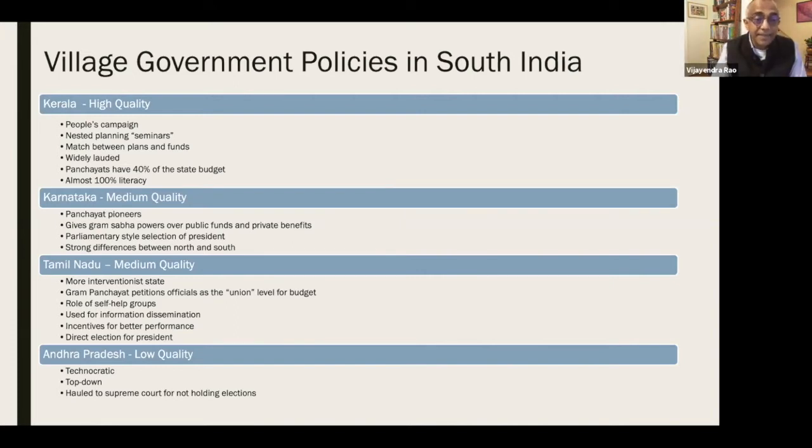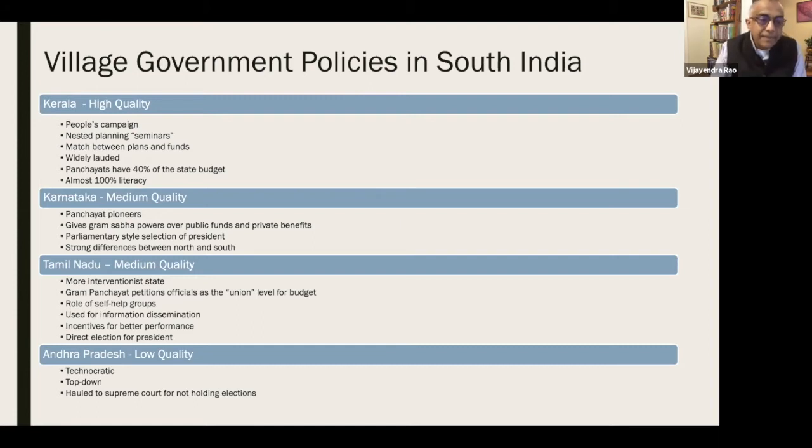Karnataka were the pioneers of the panchayat system. They started it in the mid 80s. In fact, the Indian constitutional amendment borrowed the Karnataka system and nationalized it. And unlike the other states, it's a parliamentary style. The president is not elected directly, but appointed by the village council that is elected. And also in Karnataka, there's a strong difference between the north and the south of Karnataka.